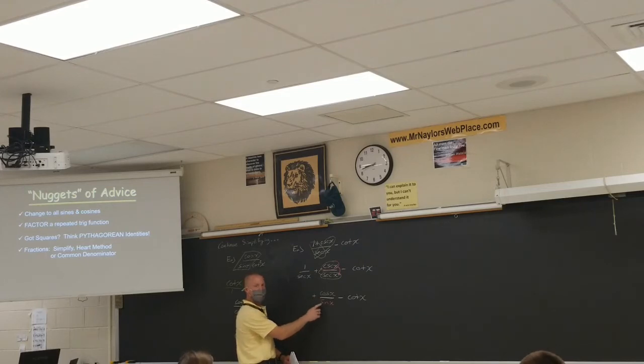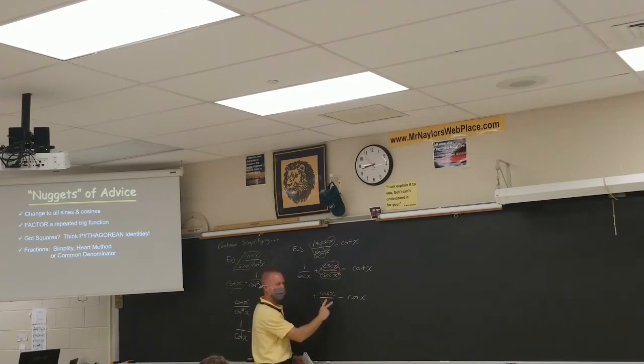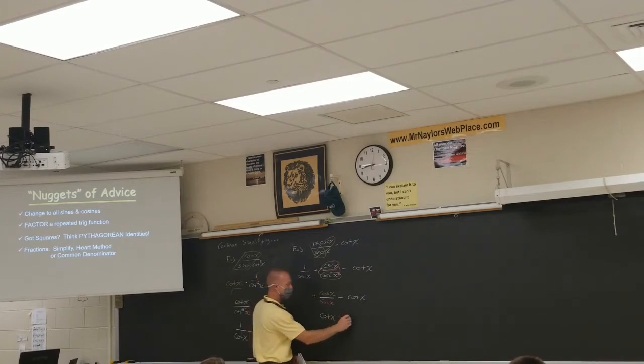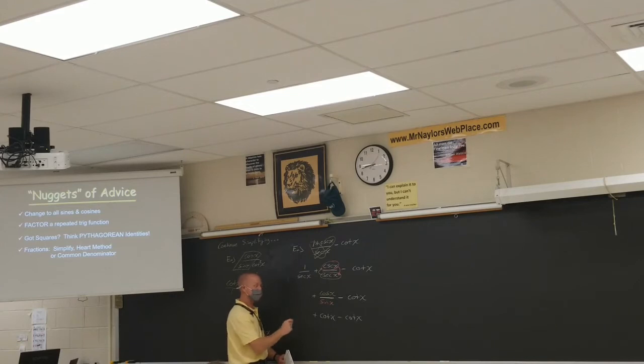It's now got a partner. It's got a buddy. It's got cosine over sine. Literally, cosine over sine is cotangent. These two terms are the same, and they are going to subtract to be 0. So we were kind of leaving that cotangent alone because of this step.